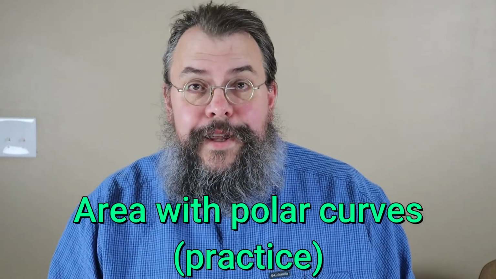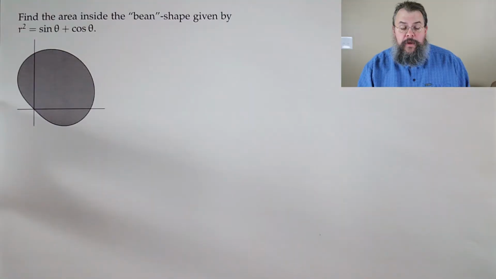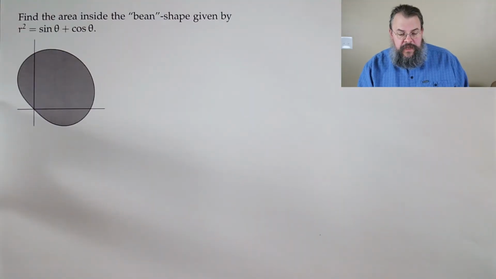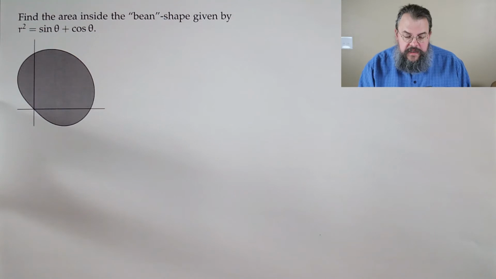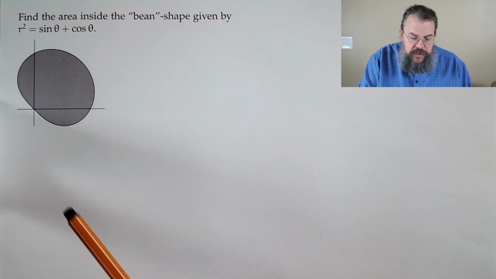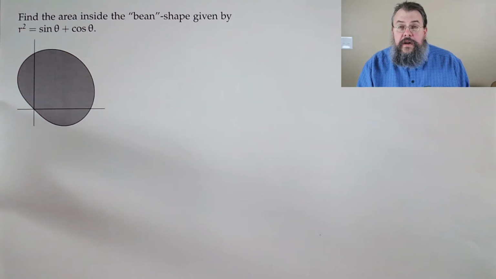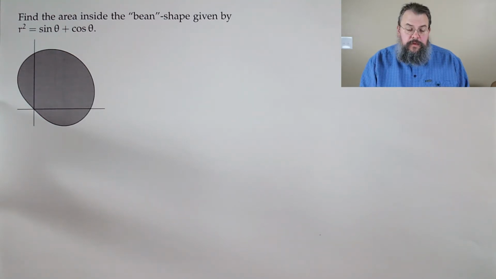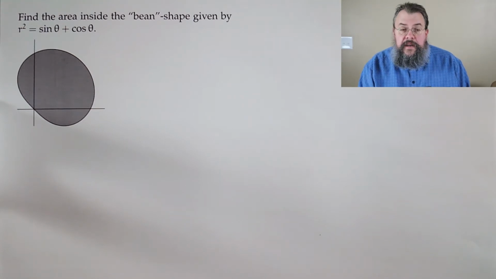Well, let's begin. Our first problem. Find the area inside the bean shape. So sort of like this strange looking shape here. r squared equals sine theta plus cosine theta. Okay, well, it doesn't sound so bad.